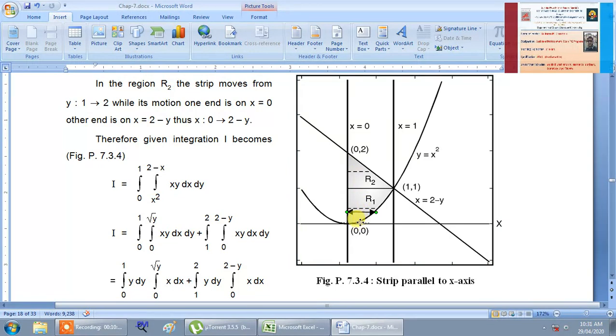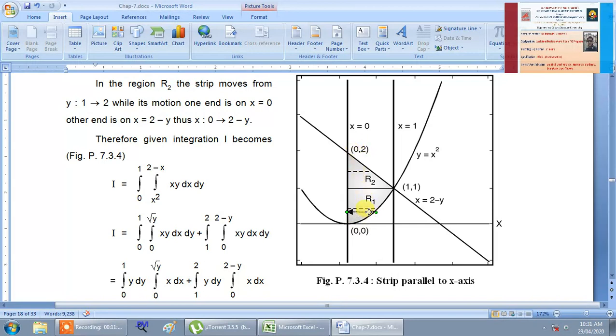The equation of the x axis is y equal to 0. That's why this strip moves from bottom to top from y is equal to 0. It moves in the upward direction, and it will go up to y is equal to 2. So the horizontal strip moves vertically, and the vertical strip moves from left to right horizontally. So this strip moves from y is equal to 0 to y is equal to 2.